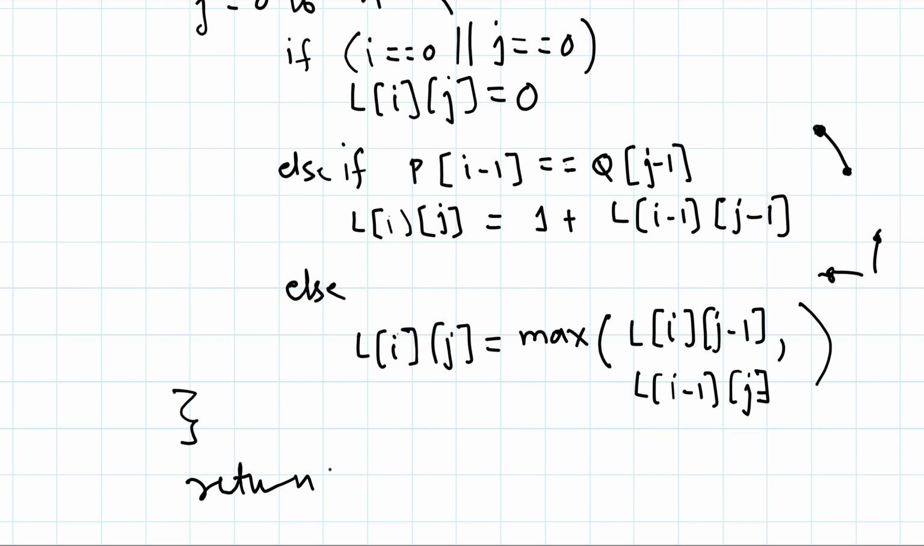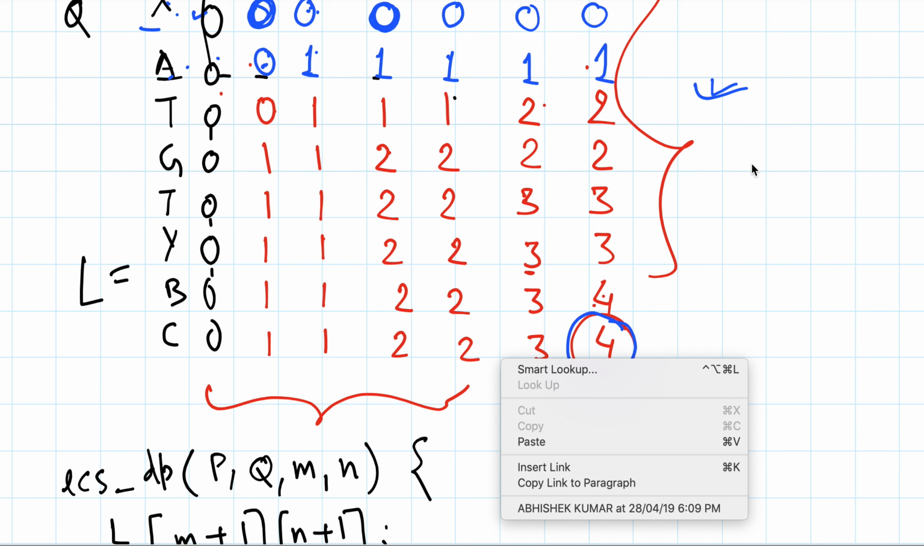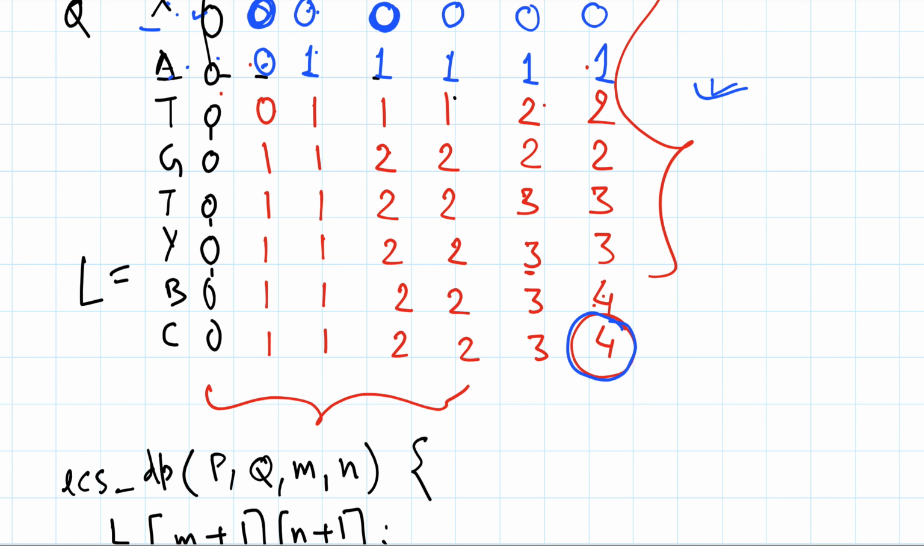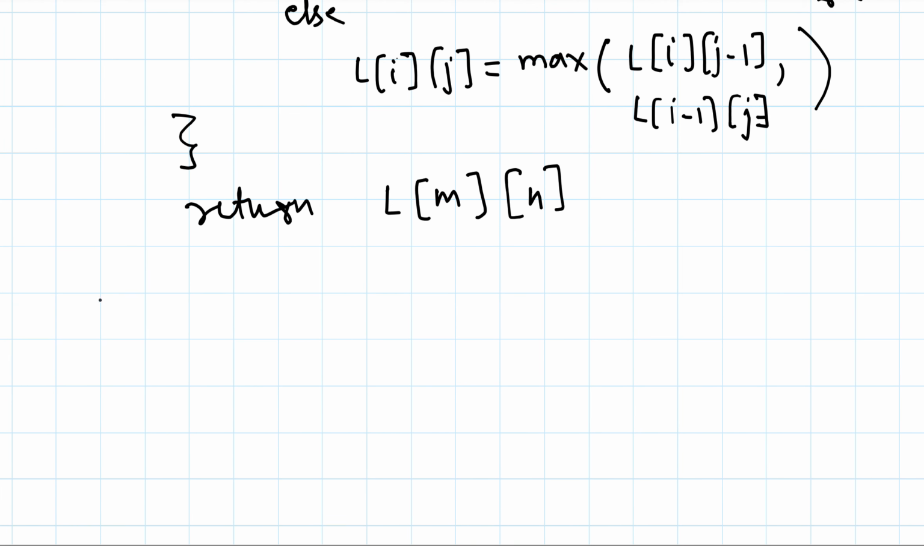Finally we will return L of M, N, that is this corner element here. So this is the DP based solution.